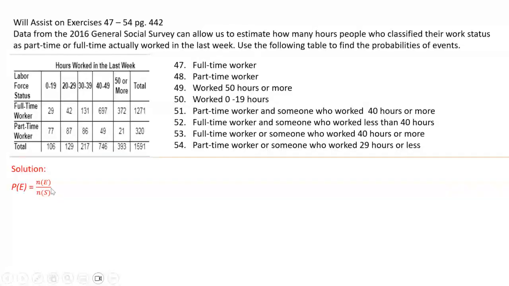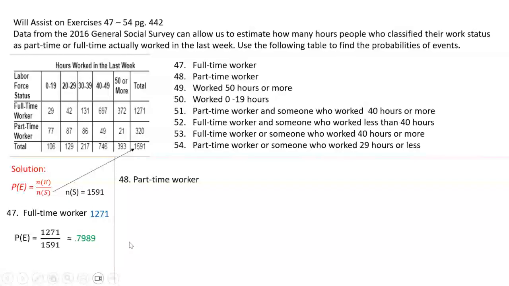Okay, for number 47, this is what we're going to be using. The worker is a full-time worker. So this is your sample space, 1591. A full-time worker will be 1271, because these are all the full-time workers. So the total will be 1271. So it's going to be 1271 over 1591, approximately 0.7989.